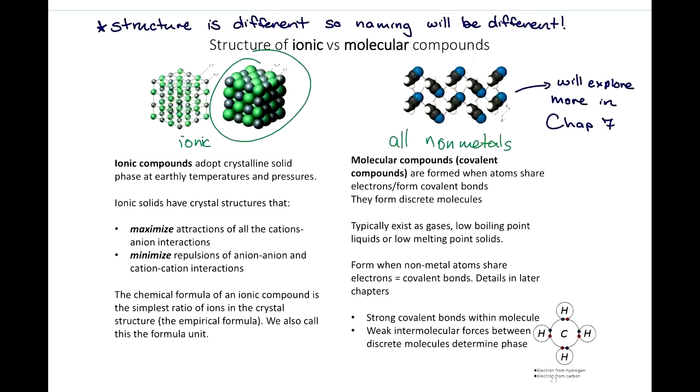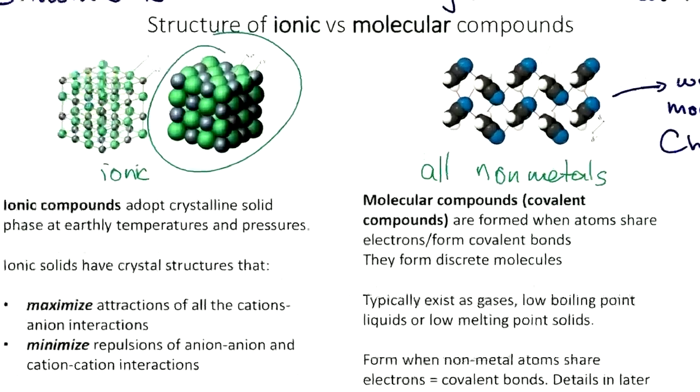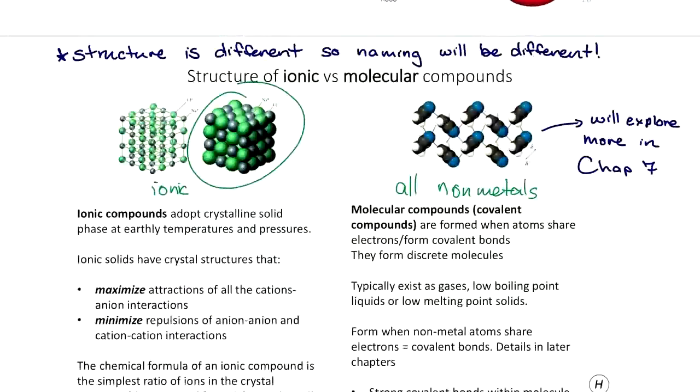Water would be an example of a molecule. We'll explore bonding in molecular compounds more in chapter 7, but the big idea I want you to get here is the difference in structure of ionic things versus molecular things and how to identify them. To identify an ionic compound, it's a metal and a nonmetal, or anions, or ions, versus molecular compounds are all nonmetals. That's what you want to look for.